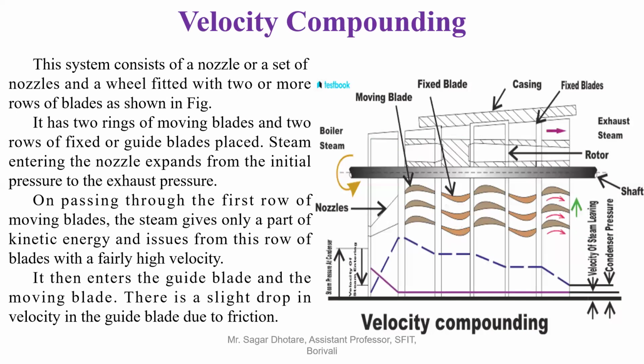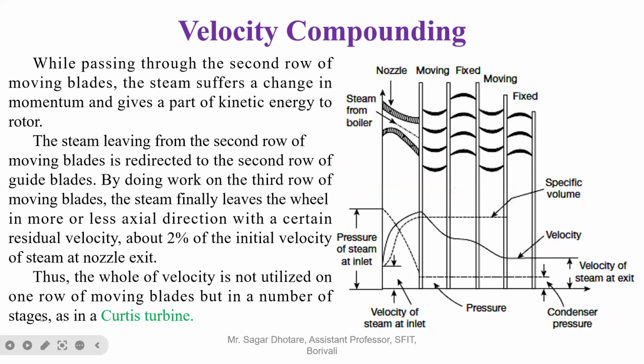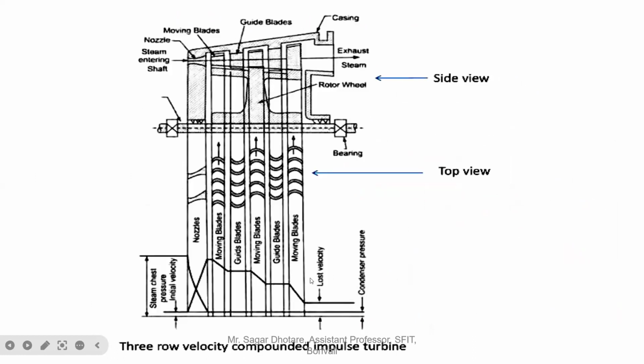Generally it is asked in examination. You should know the basic diagram. You can draw this diagram also, and based on that, this velocity compounding we are looking for is an impulse turbine. Such a kind of turbine which possesses velocity compounding is called a Curtis turbine.